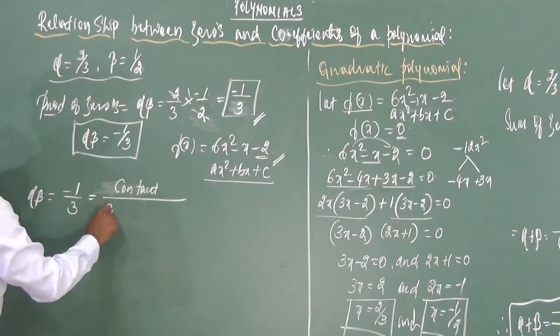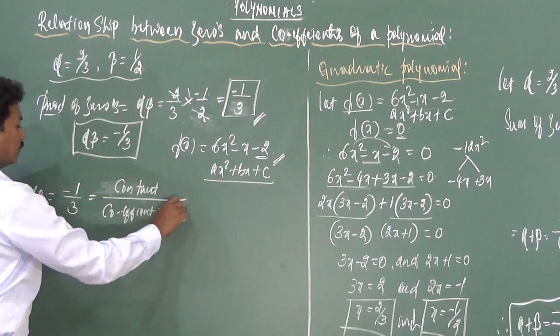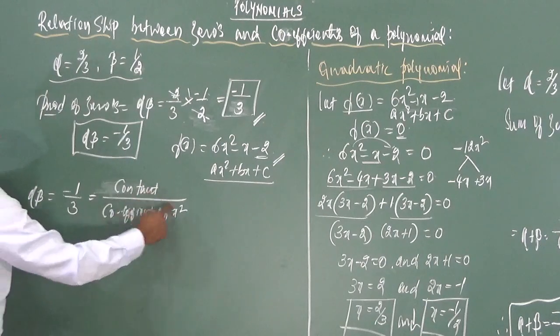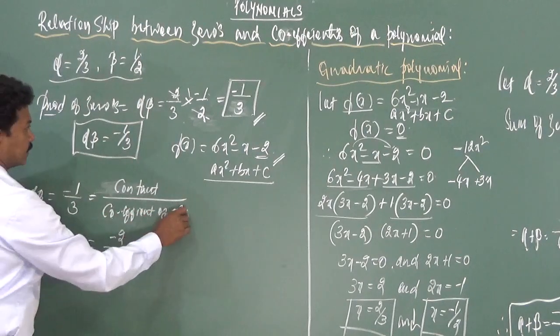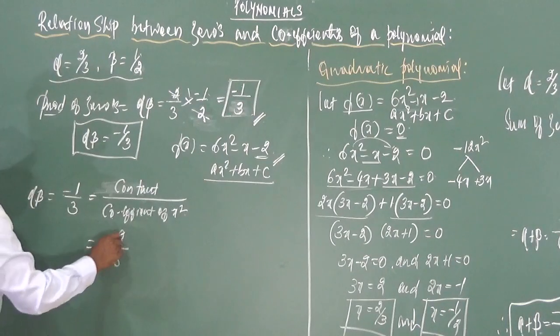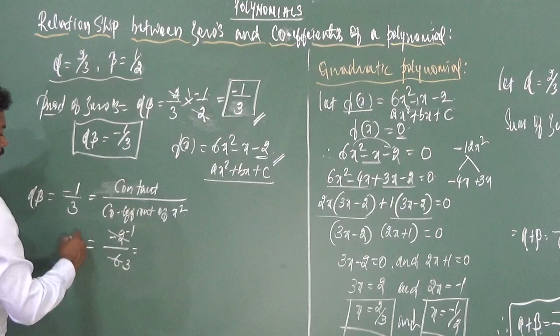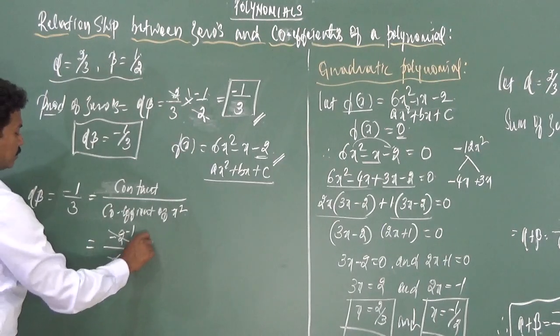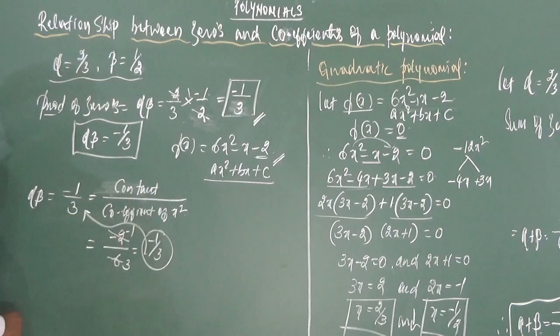By coefficient of x square. So the constant is minus 2 by the coefficient of x square. The x square coefficient is 6. So we'll go with the 6. Minus 2 by 6, that is minus 1 by 3. So this thing matches with this. So now we can write the formula here.